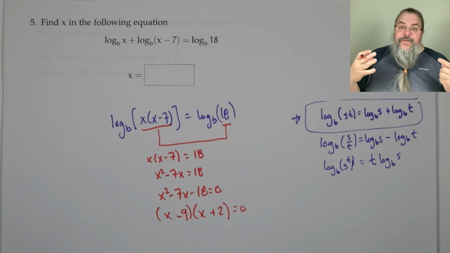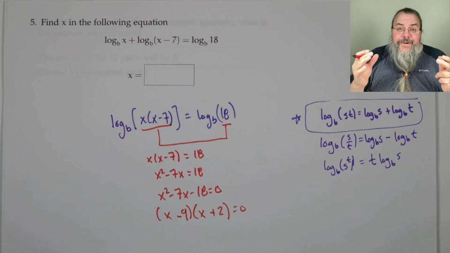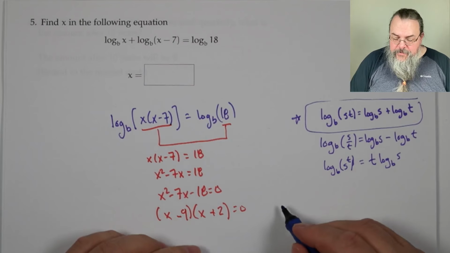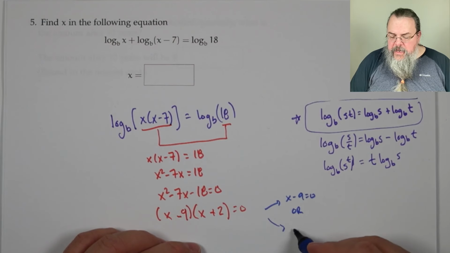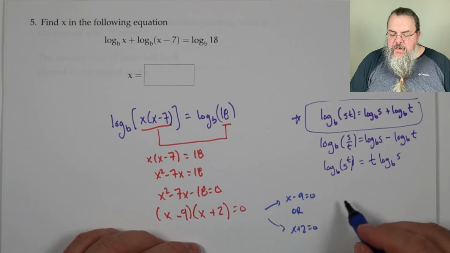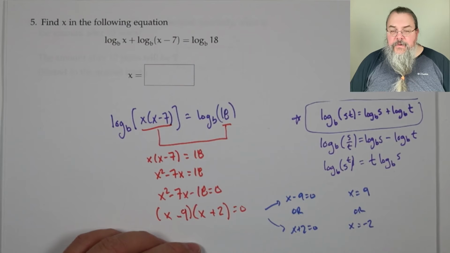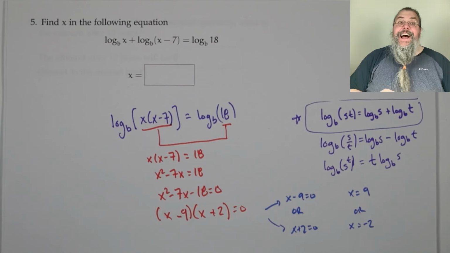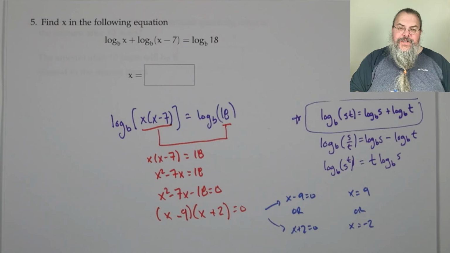Because 0 is a friend. And one of the things about 0 is if you have two things multiplying to 0, one of them has to be 0. So lo and behold, we get that either x minus 9 equals 0, or x plus 2 equals 0. So that says x equals 9, or x equals negative 2. So it's like, oh, that means there's two solutions, right? Be careful, because there's one other thing to add.